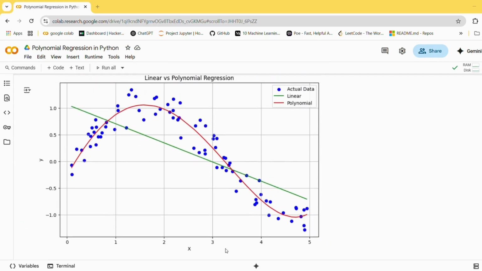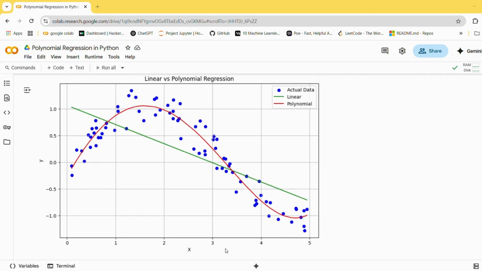And here is the final summary. Linear regression draws a straight line, but polynomial regression draws a curved line. You use polynomial regression when your data is not in a straight line. It gives better accuracy for curved data, but don't use too high a degree. It might fit too much and become bad at predicting new data.